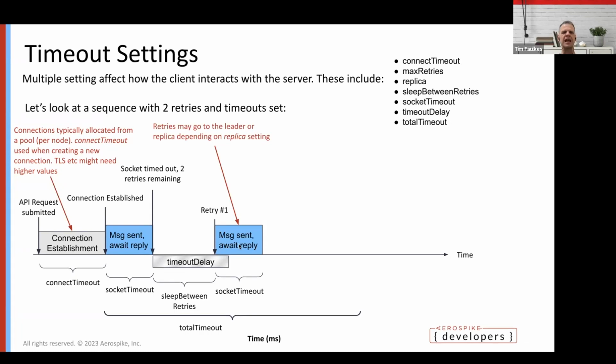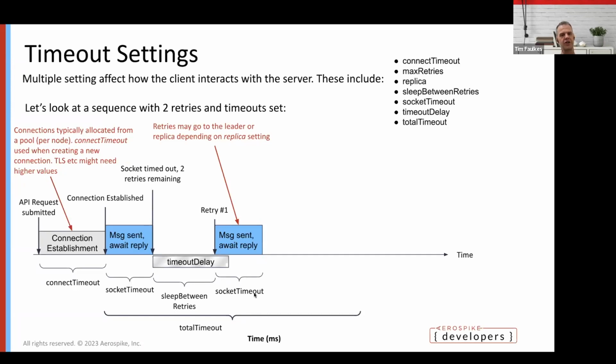Retry 1, the same thing happens. I put my message on the socket. I wait for a response. Whether it's the same socket or it goes to a different node depends on this replica. We've just discussed the sequence mode replica, which says I might start on my master. So this one might have gone to my master. And my second one might go to a replica. It might be different, or it might be the same. Depends what you set that replica policy to.